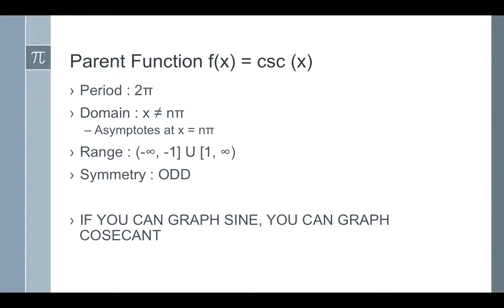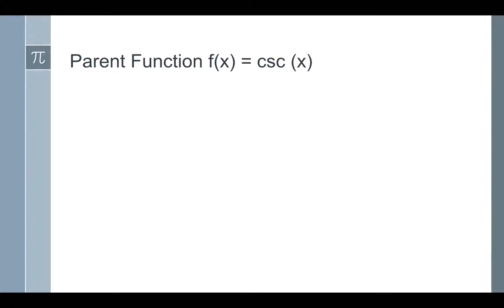And my note down here at the bottom is, if you can graph sine, you can graph cosecant. Can't seem to say that word today. And what we're actually going to do is graph the sine function that corresponds to the cosecant function we're trying to graph. So let's look at the parent function graph first. Oops, wrong way. Here we go.